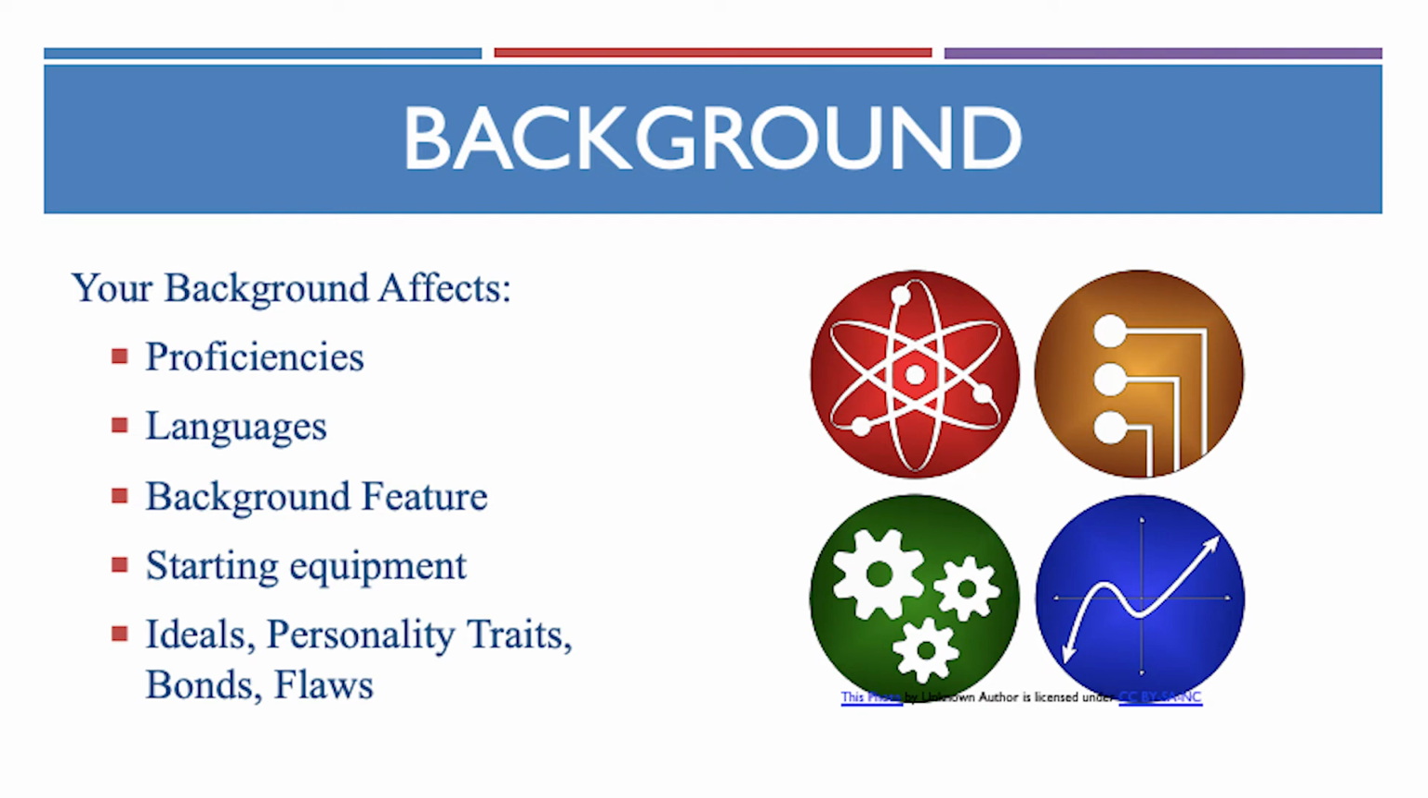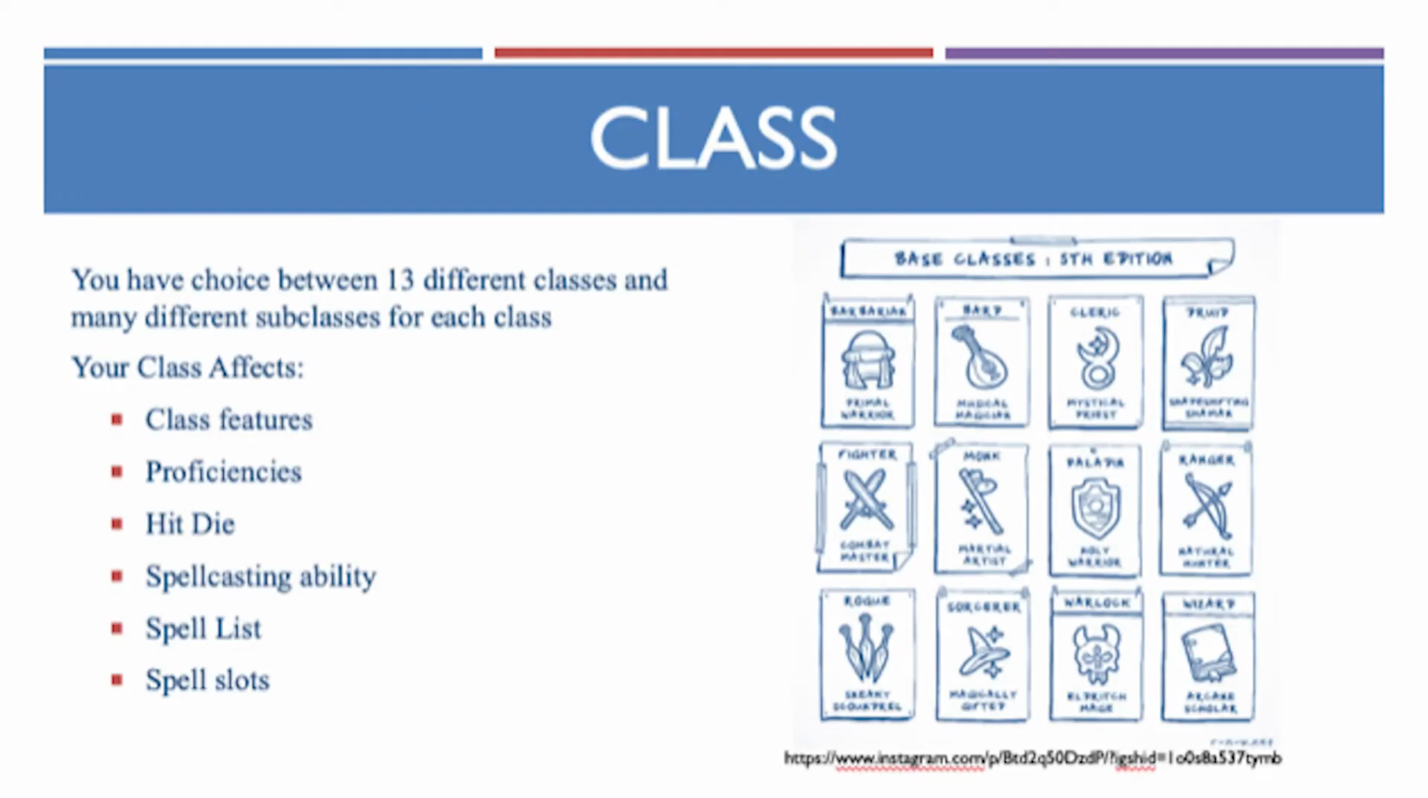Your background affects proficiencies, languages, background feature, starting equipment, and offers a list of ideals, personality traits, bonds, and flaws to choose from if you want to. You have a choice between 13 different classes and many different subclasses for each class. Your class affects class features, proficiencies, hit die, spellcasting ability, spell list, and spell slots.